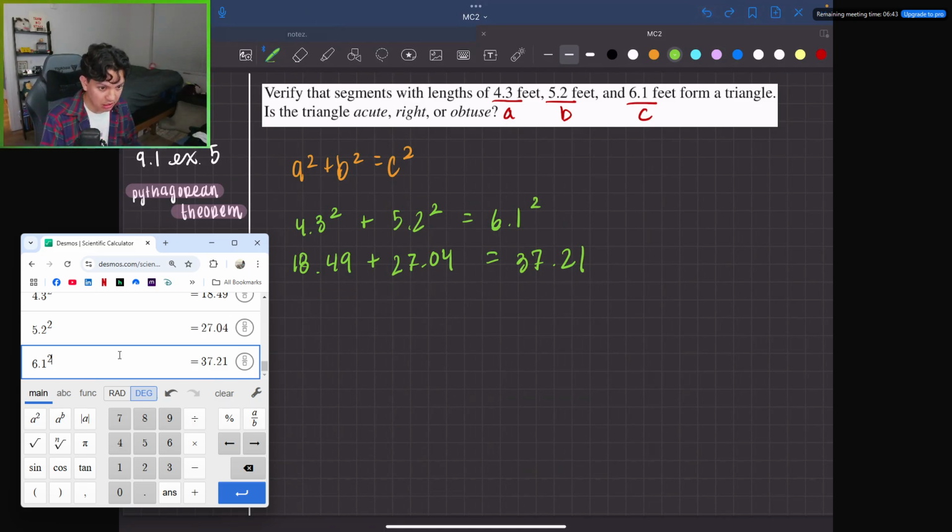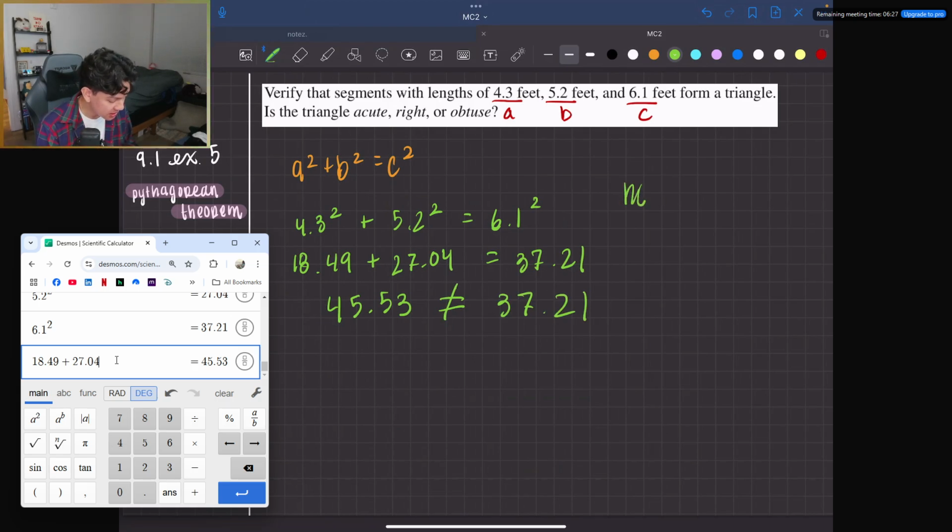All right, so let's add these values up together. 18.49 plus 27.04 equals 45.53. So it doesn't equal 37.21. So we know that it is not a right triangle. I don't know, is that the correct symbol? Who cares? Not a right triangle.